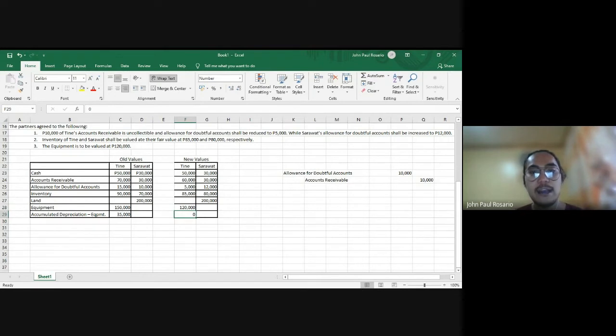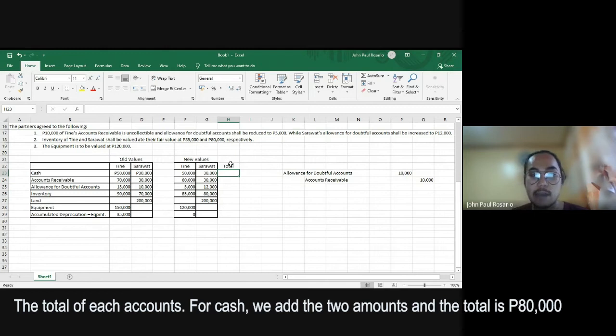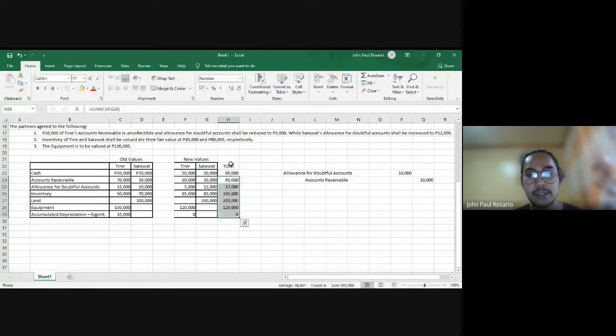So after computing our new set of values, we can now determine the total of each. We have 80,000 for your accounts receivable, 90,000 for your allowance for doubtful accounts, 70,000 for your inventory is 165,000, for the land is 200,000, and for equipment 120,000. And again, accumulated depreciation is at zero.